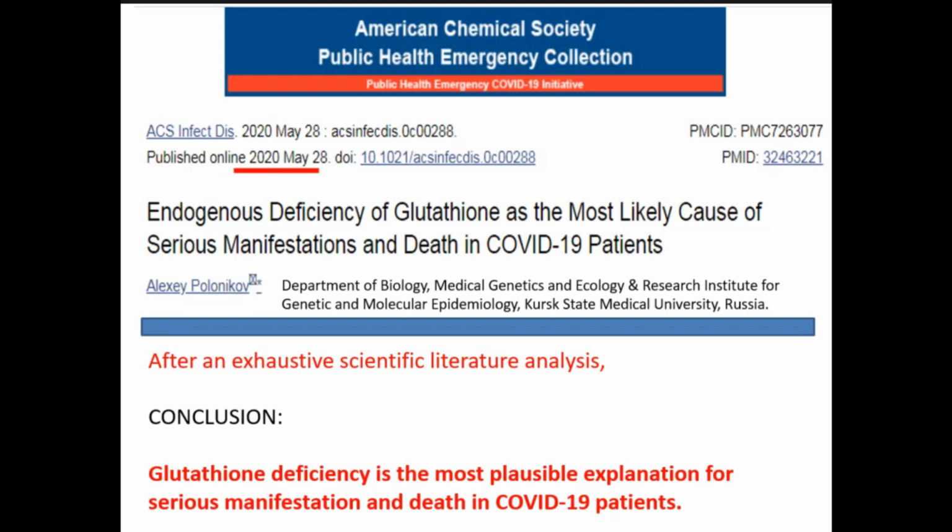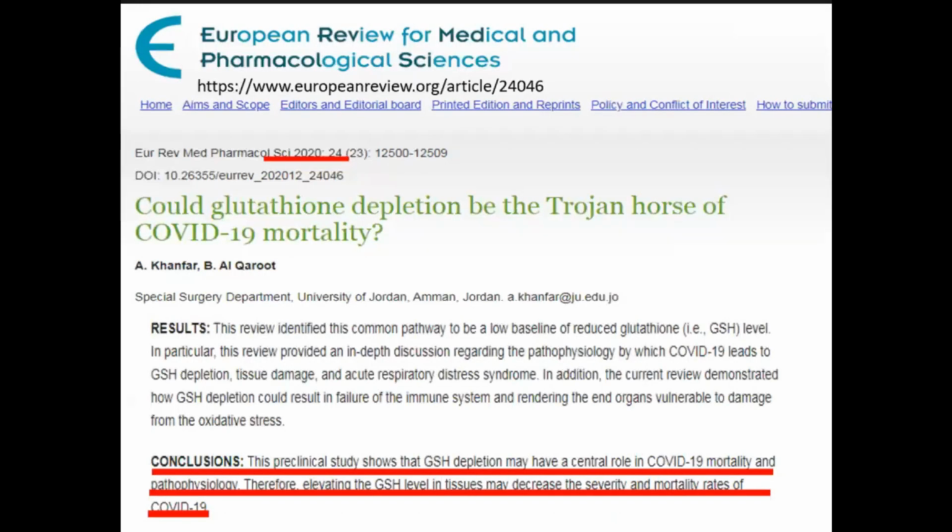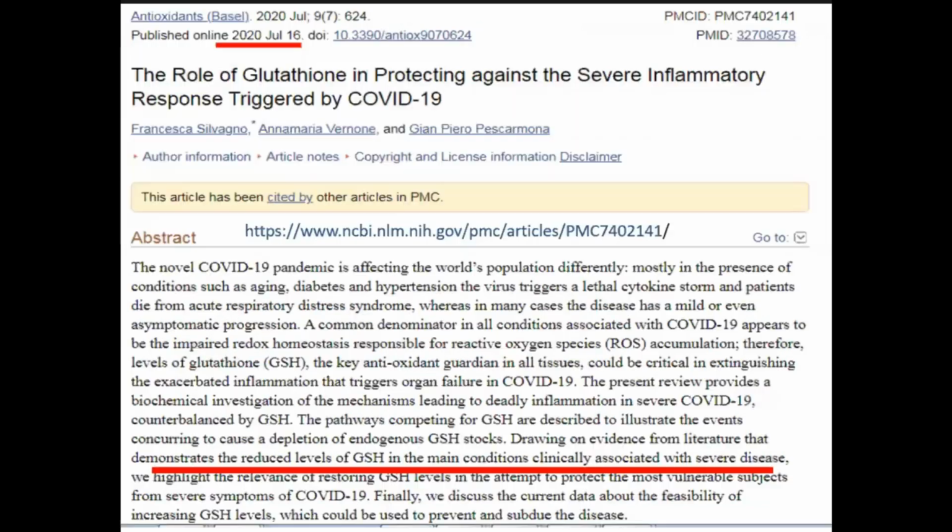A study of literature showed that it is glutathione deficiency that caused serious manifestation and death. And then another one followed: glutathione depletion may have a central role in COVID-19 mortality and pathophysiology. Therefore, elevating glutathione levels in tissues may decrease the severity and mortality rates of COVID-19. This is another study done. Okay.